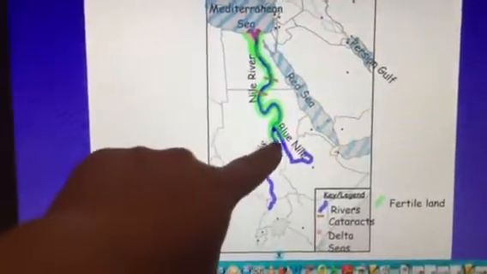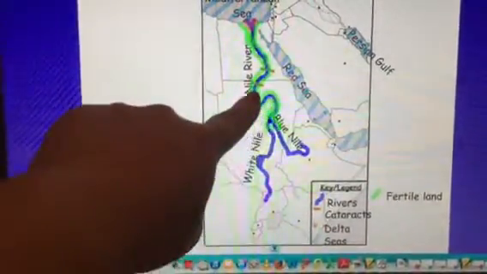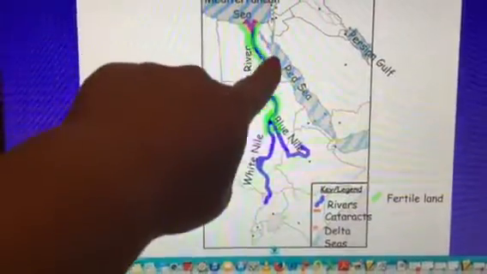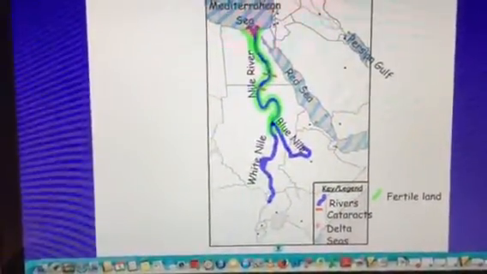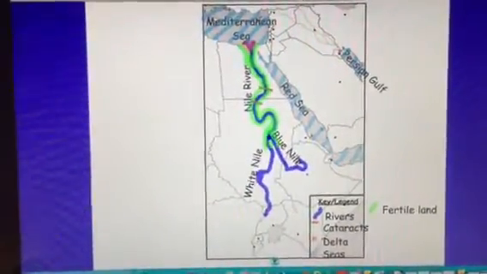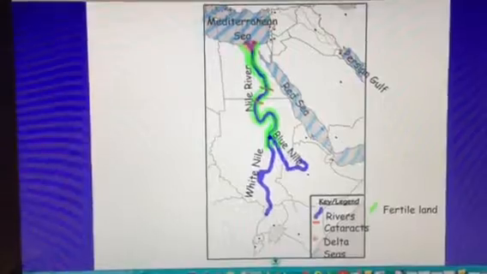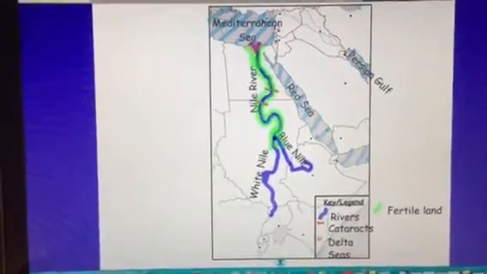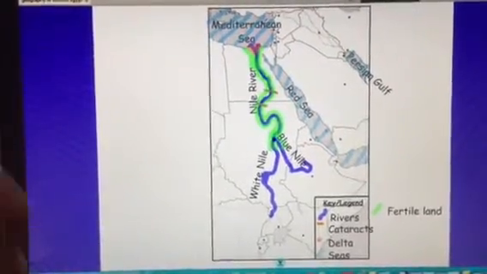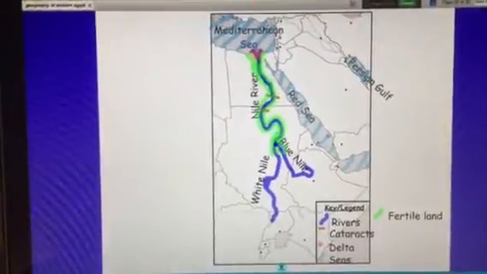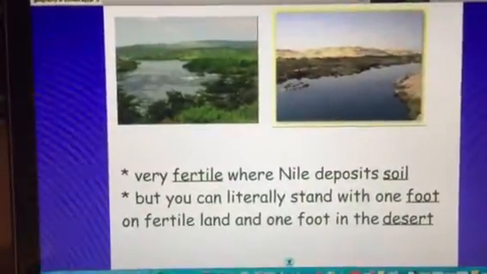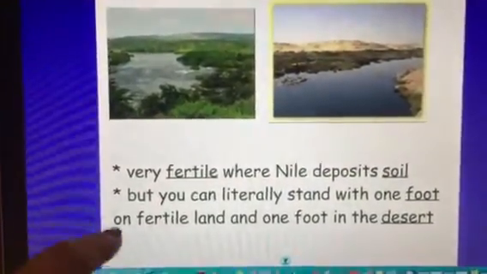So on your map, I want you to just kind of really thinly draw some fertile land on and around the Nile River. It is very distinct in Egypt. You can literally put 1 foot on fertile land and the other foot on desert. That is how hard that line is, or that boundary is. I think I got ahead of myself here.